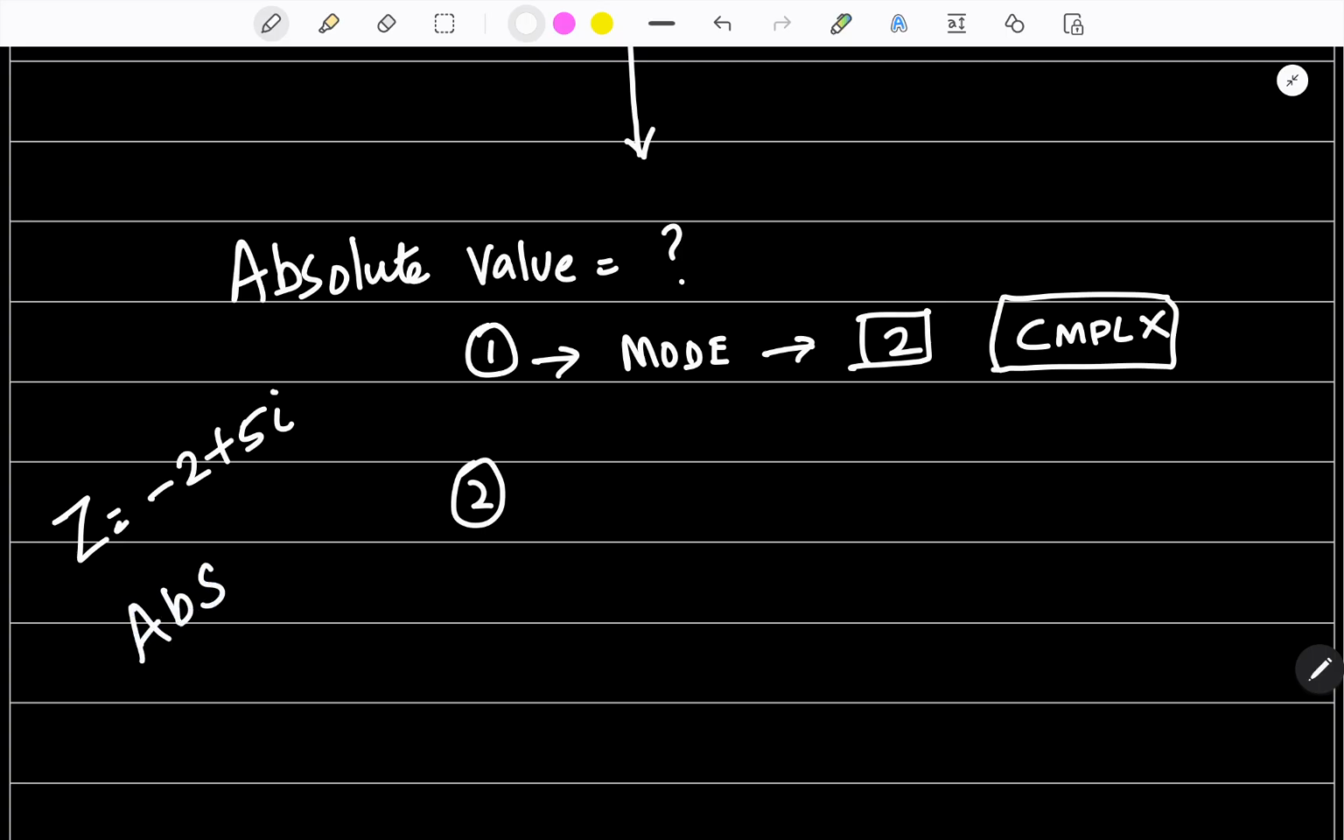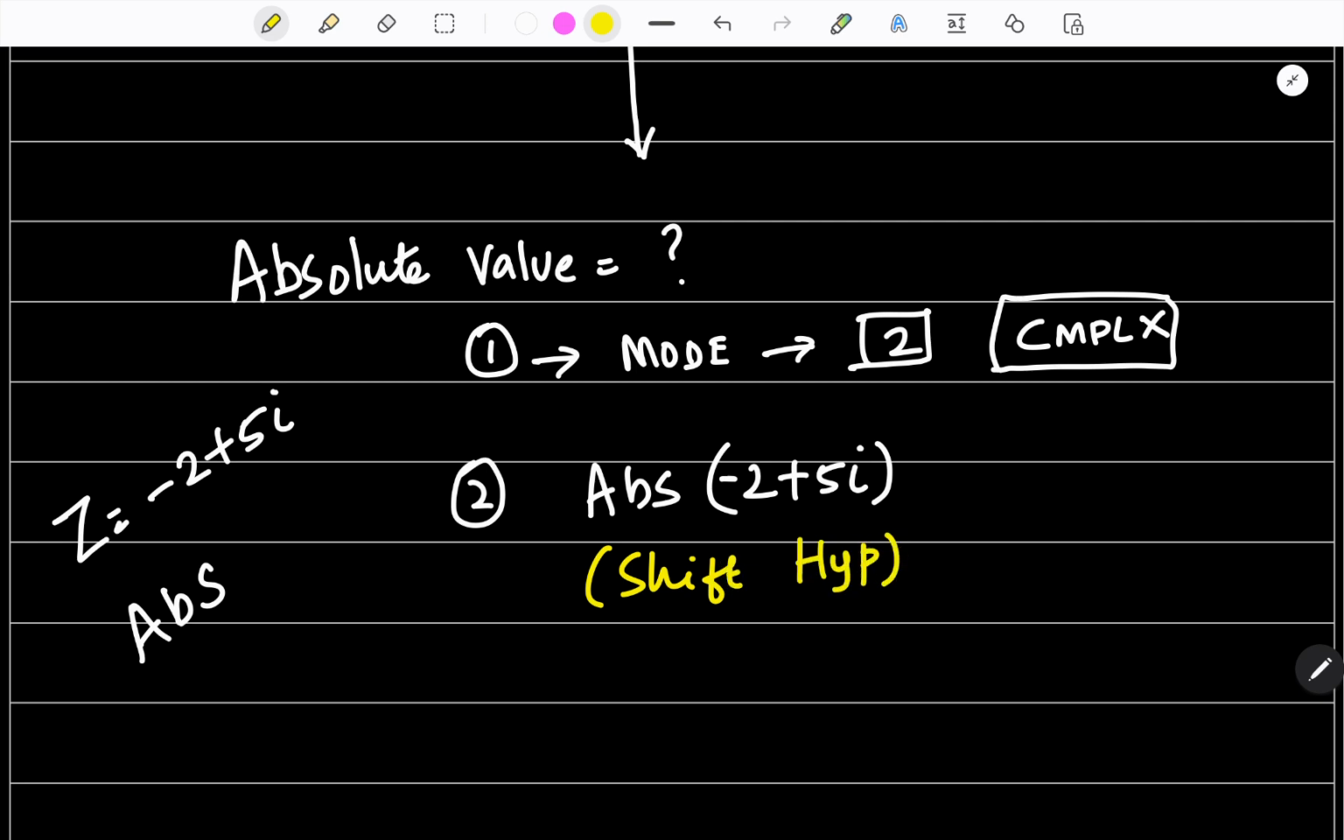So you need to type absolute. It means absolute value of minus 2 plus 5i, you need to type in the calculator. Where is ABS? ABS is Shift HYP. You can see this button, which is Shift, HYP. You press this one, and an open bracket comes. Now you type here minus 2 plus 5i.